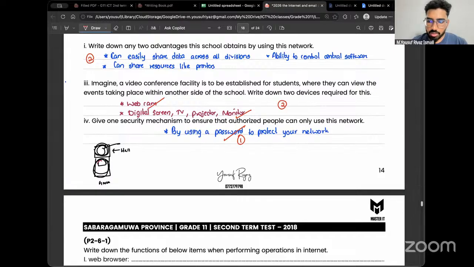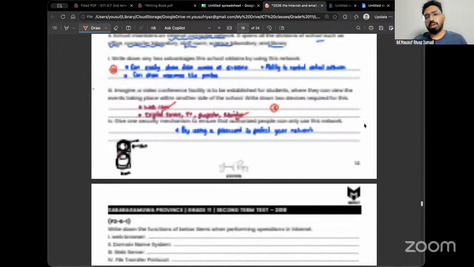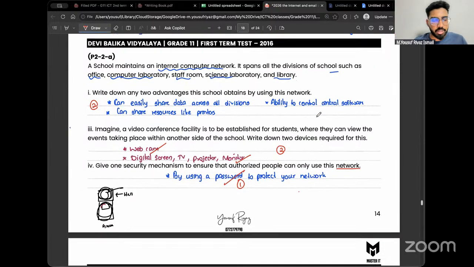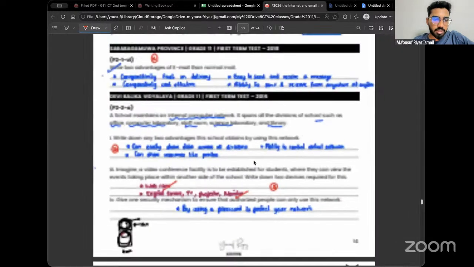Using an account, that's wrong. Giving permissions to specific email for access, wrong, because we are talking about a network. You can't control a network by email. You can control a network by IP address, but you can't control a network by email. Like I can tell people who has this IP address, give access. But again, that's advanced. For your level, the answer you all should write is using a password to protect your network. Yes, Hannah, peak.